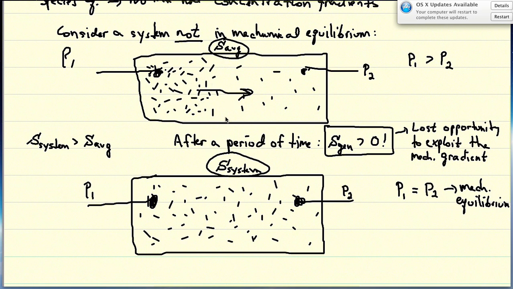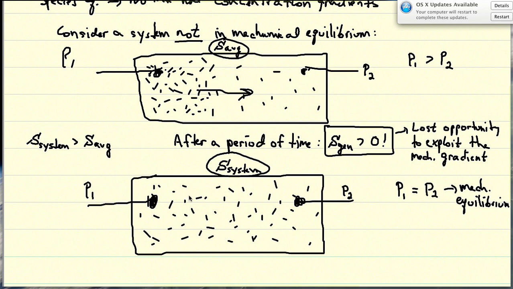I have a more ordered system here than I do here. That's why the entropy of this system is greater than the entropy of this system, which is written in this statement right here. Okay? And of course, we know that the second law concept says that my gradient will go from high concentration to low concentration.